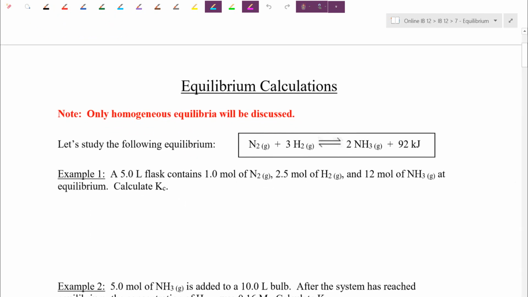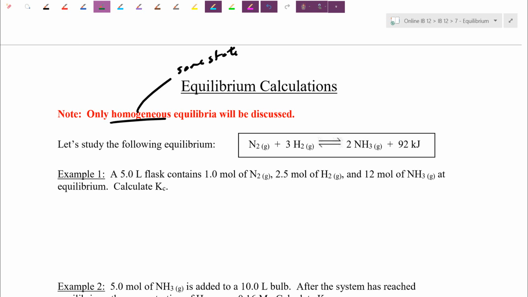For us, we're only going to deal with homogeneous equilibria. Homogeneous means everything has to be in the same state. And in this chapter, we're going to mainly deal with gases. This sort of avoids the solids and pure liquids you have to ignore. If it's the only liquid in the equation, you have to ignore it here. That sort of avoids that a little bit.